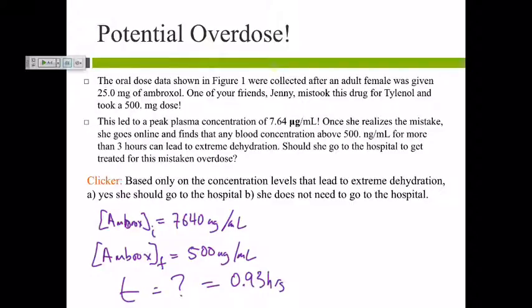Questions? Can you guys do this on your own? Can you design a dosing label from this? Can you design how frequently this drug should be taken? That's what we're going to be doing next Thursday in class.